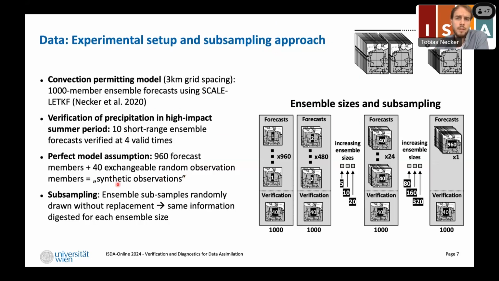And for the subsampling, we decided to do a random subsampling without replacement. This means for each ensemble size, we digest the same ensemble information. So if we look at the deterministic forecast, we actually have 960 forecasts, but if we verify a 40-member ensemble, we can only draw 24 independent 40-member ensembles. In total, we look at ensemble sizes ranging from a deterministic forecast to a 960-member ensemble.